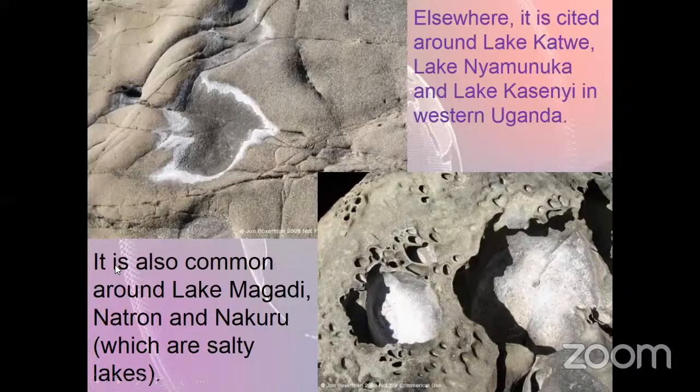So we are saying that in East Africa, it is located around Lake Katwe, Lake Nyamunuka, Lake Kasenyi in Western Uganda. It is also common around Lake Magadi, Natron, Nakuru. These areas really have salty lakes. So you may not find this process in areas which do not have salt lakes or salty water.